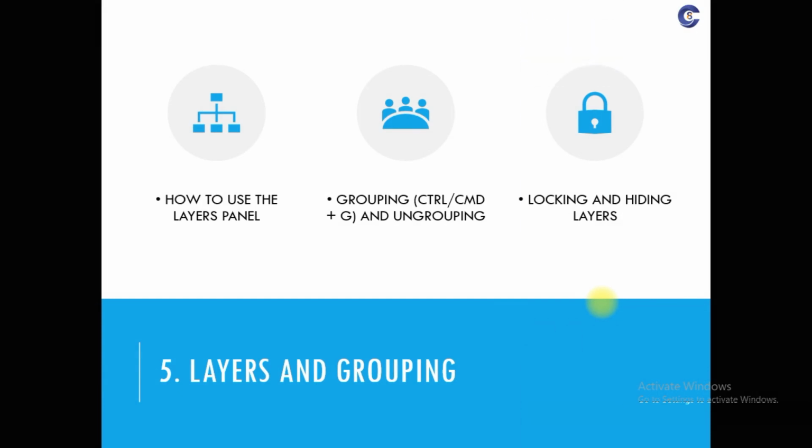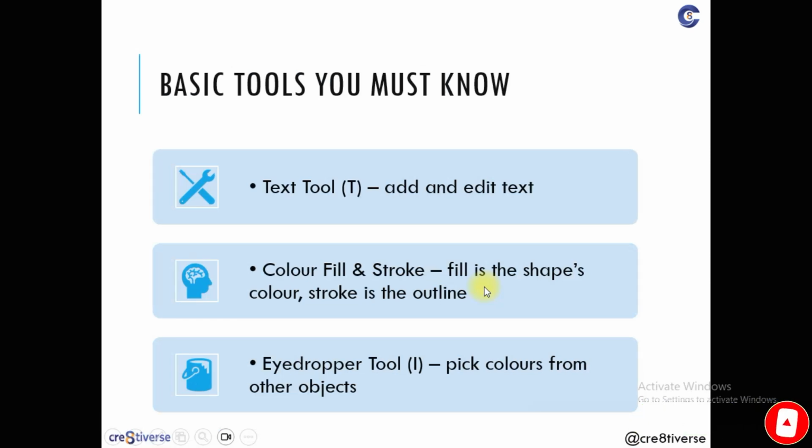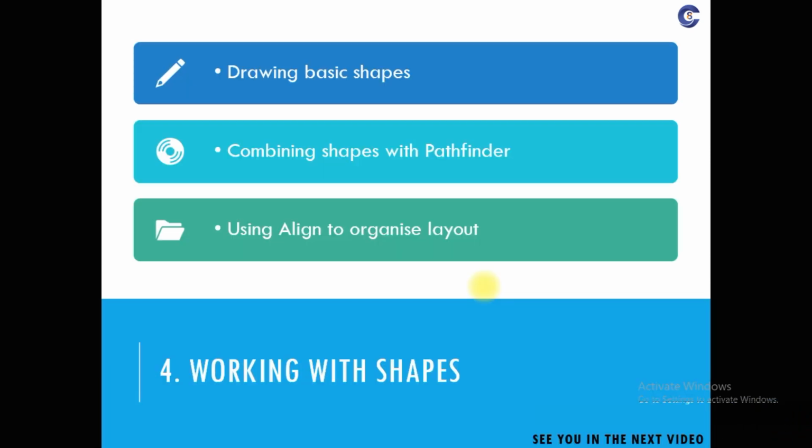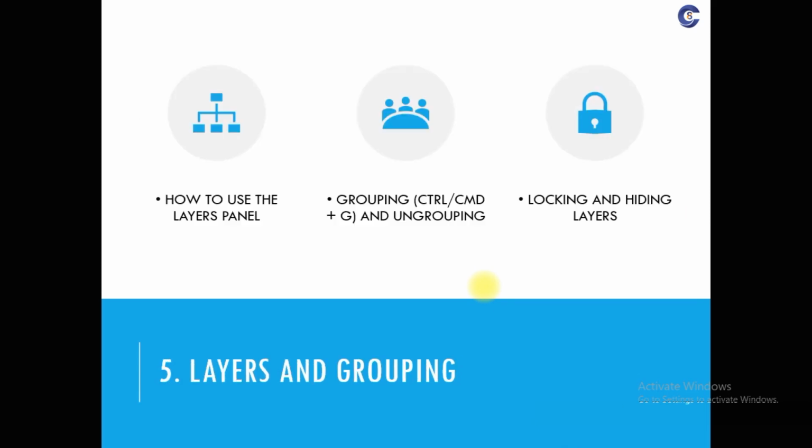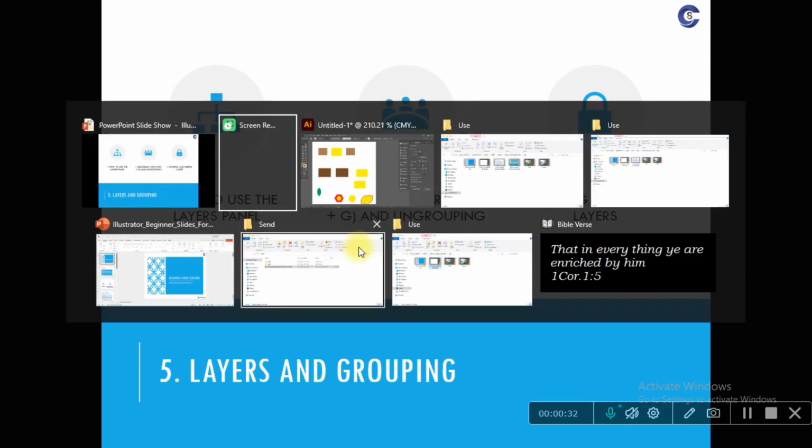Welcome to this video. In the last class, we looked at basic tools, text, color fill, eyedropper, basic shapes, combining shapes, using a line to organize your layout. Today, we want to look at the layers panel, grouping, locking, and hiding layers. So let's talk about the layers panel.